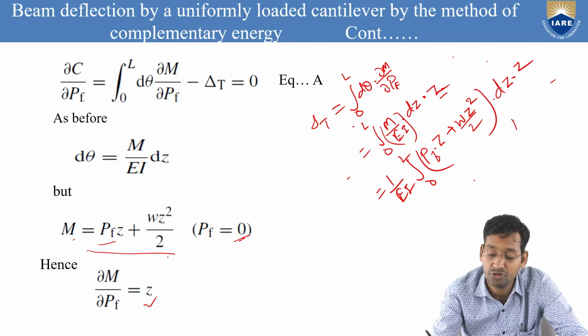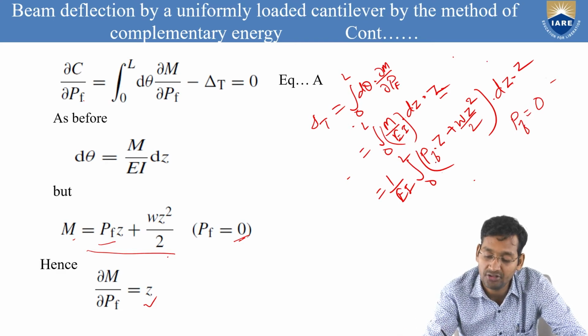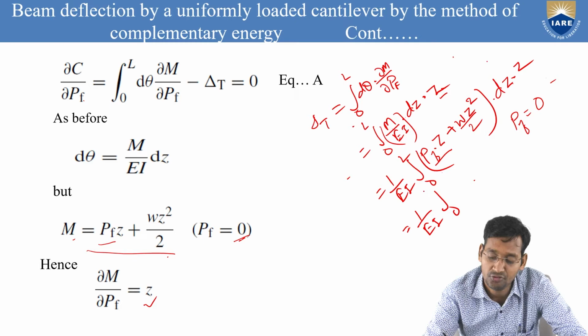So now here we put what? Because we assume a fixed force, finally we are putting Pf as 0. So now 0 into z becomes 0. So this will be 1 by EI, 0 to L. Now this term becomes 0 after putting Pf as 0. So what we have is w z square by 2 into z into dz.